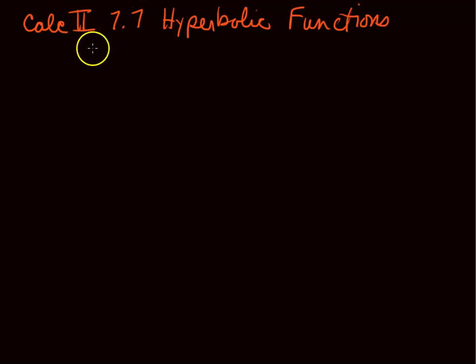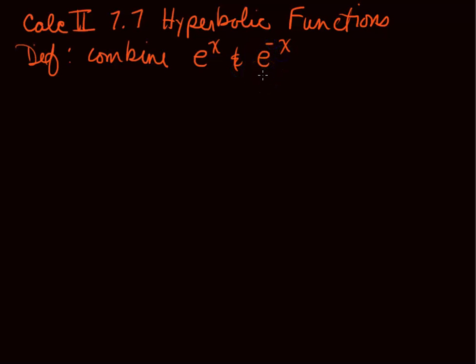Calculus 2, Section 7.7, Hyperbolic Functions. What are hyperbolic functions anyway? Well, in a short definition, they combine e to the x and e to the negative x in different ways. And you might say, well, that's big. Why don't we just use e to the x and e to the negative x?